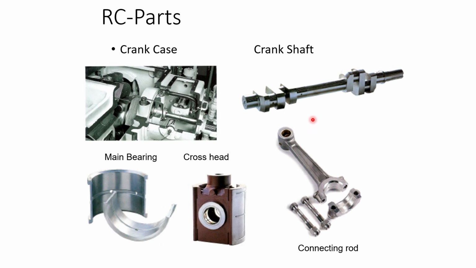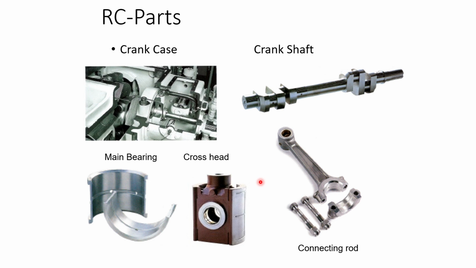Now let us see some of the parts of the reciprocating compressor. What you see here on the left hand side is the crankcase, and this is the crankshaft here. Then this is the connecting rod. This is called the small end bearing, which is connected to the crosshead. This is called the big end bearing, which is connected to the crankshaft. This is the crosshead. And this is the main bearing of the compressor.